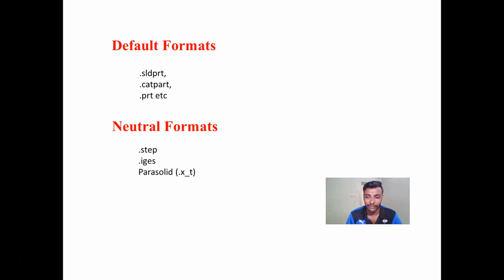So when you save your file in the neutral format, it gives you two advantages. One is that you can open it in the back versions, in the previous versions of the same software, or you can open it with any other software. Okay. So what are these file formats? The most widely used file formats are .stp, which is called the step file, .iges, or parasolid, which is .x_t. You can save your model in any one of these three formats, and these three formats are the formats which Ansys can recognize.